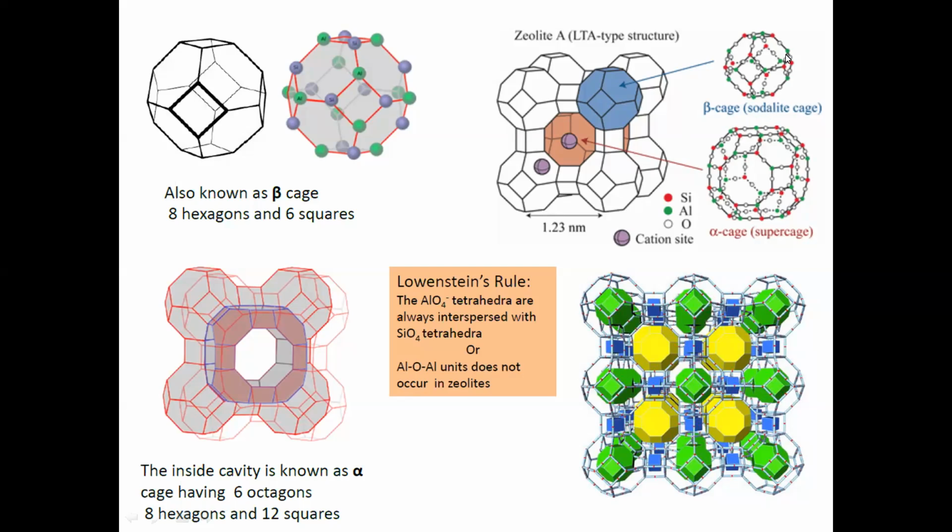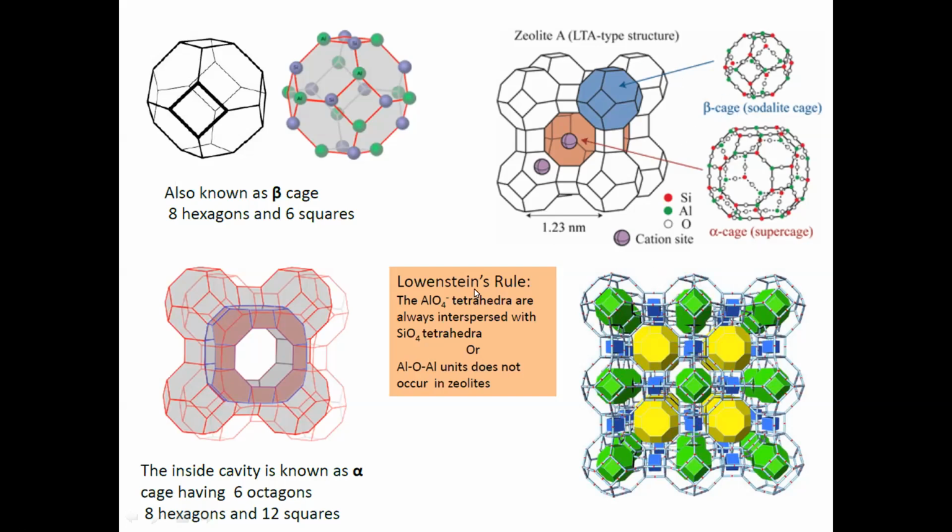One is the beta cage, also called the sodalite cage. This is a smaller cage, and there is a bigger cage. This is called the alpha cage or the supercage. And the distance between these ball kind of structures is about 1.23 nanometer. So you can imagine the bigger cage is going to be something like 1 nanometer.